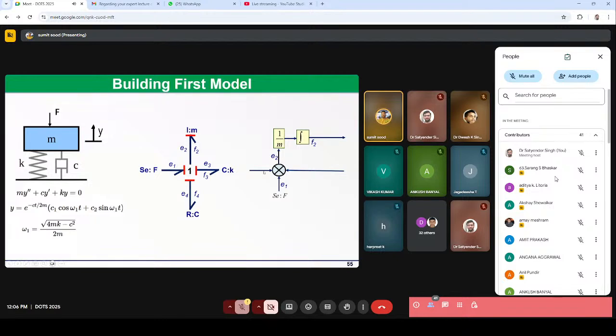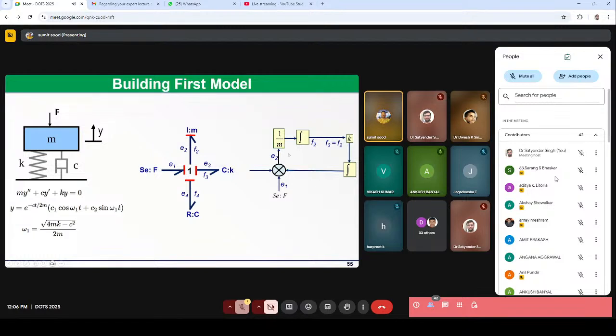For this mass, based on the characteristic equation, because it is in integral causality, we can have an integrator here, and this is the coefficient for the integration. So this E2, which is equivalent to E1, will be put here, and this effort will be integrated, and this will give you the F2, that is the flow for this.